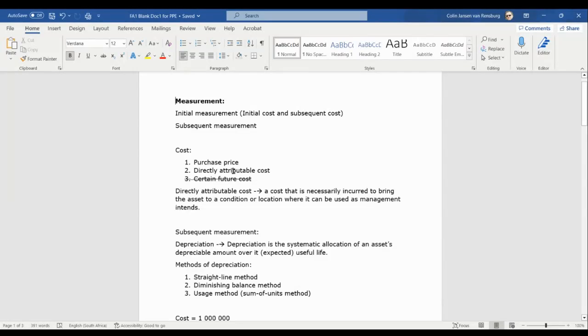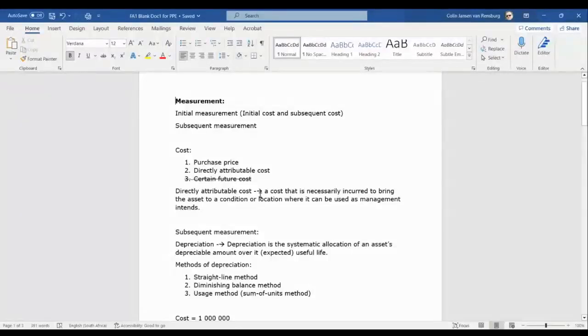Now, the concept is exactly the same as with inventory, but we just need to refresh our memories. We need to discuss it again, and then we are going to go through an exercise on how to put this into practice, how we practically apply this. So, what is directly attributable cost?